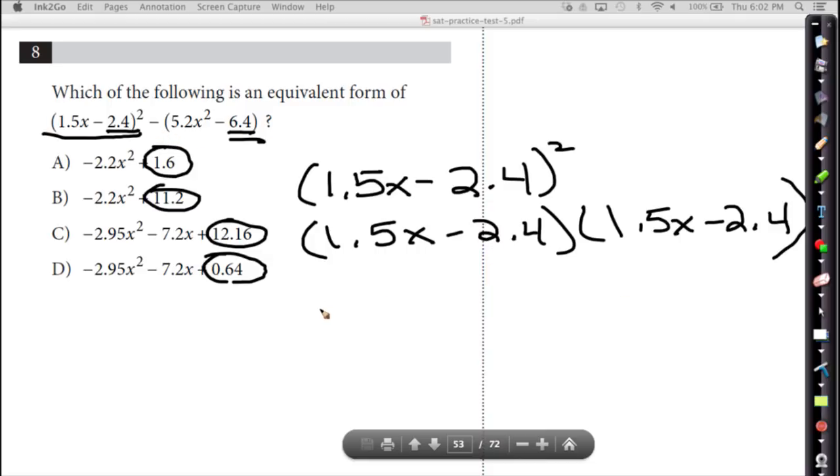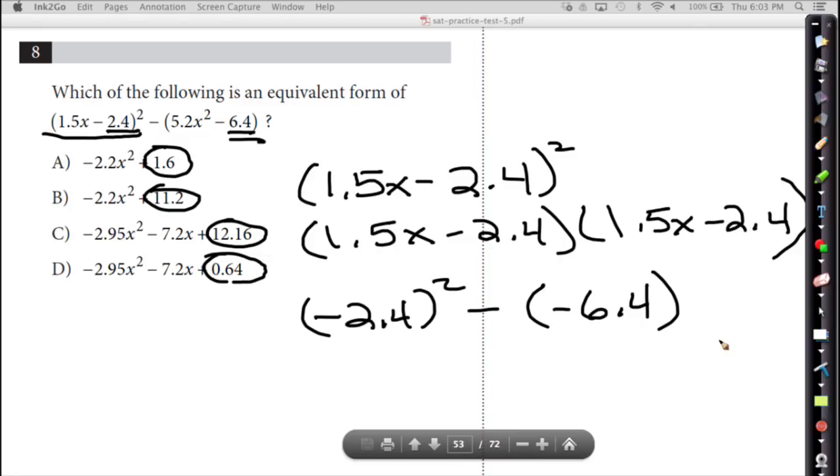So let's just calculate it. It's negative 2.4 squared, right? 2.4 times 2.4 minus, and I'm not going to write the whole thing out because really it's just going to be negative 6.4. So that's my trick for that one. So you can literally pop it into your calculator real quick.